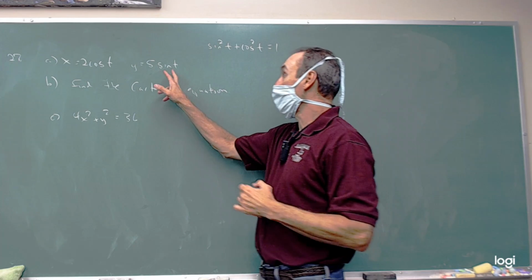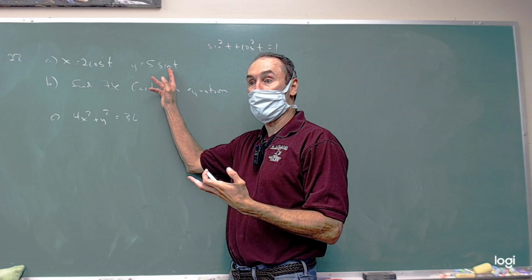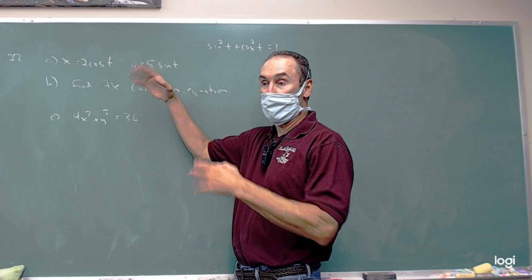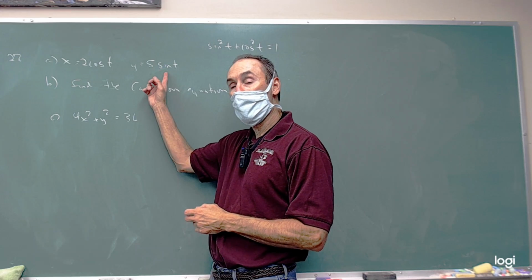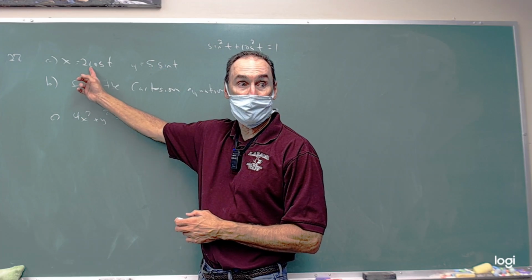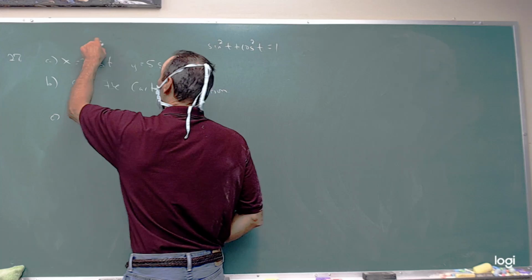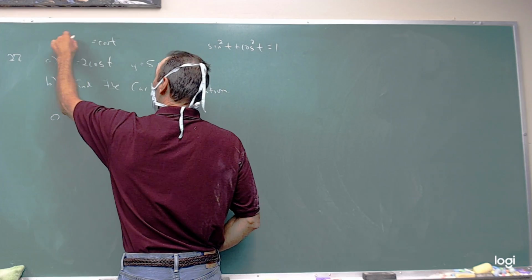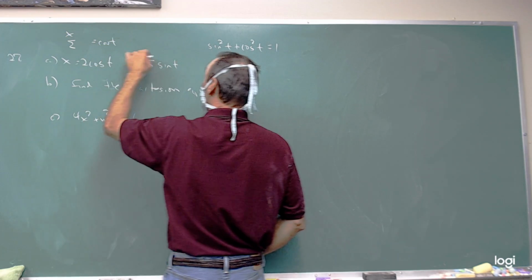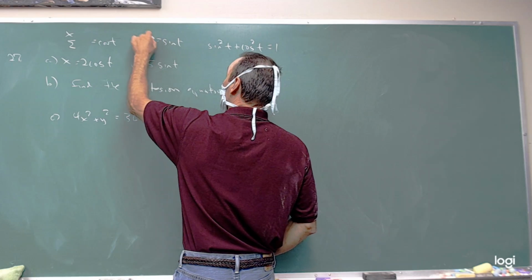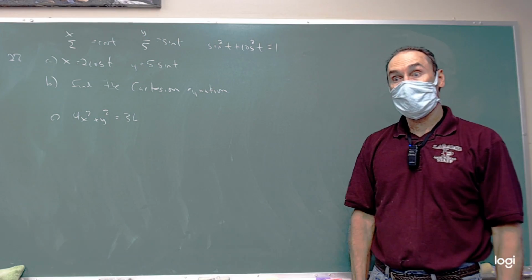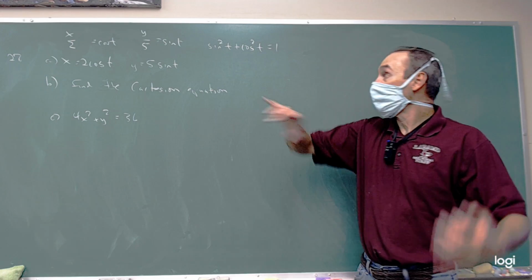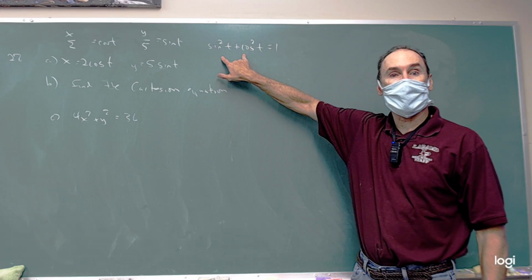So instead of trying to get the t completely by itself, which would be messy, because you'd have to do an inverse sine at some point, we're just going to get the sine of t by itself and the cosine of t by itself. So here, that's going to give us cosine of t is x over 2, and here, we're going to get sine of t is y over 5. Is that okay? Now, we're going to substitute those in for the sines and the cosines.